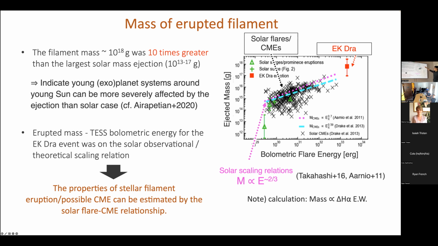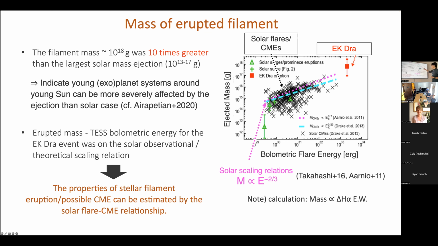But this is just an understanding. Our superflare data points can locate here. So at least the mass is 10 times greater than the largest solar mass ejection, associated with a flare more than 50 times larger than the largest solar flare. So this indicates a young planet system around a young Sun can be more severely affected by ejection than in the solar case.